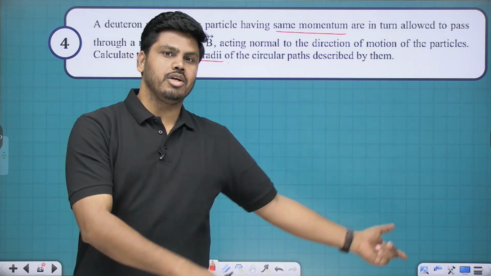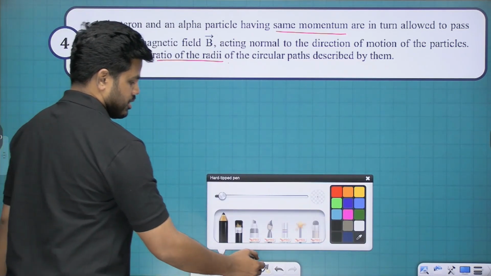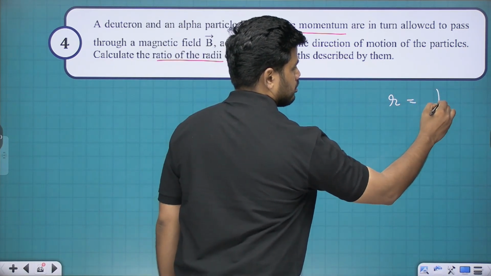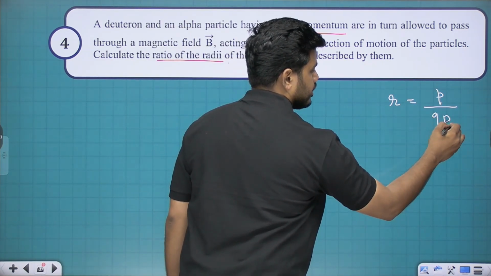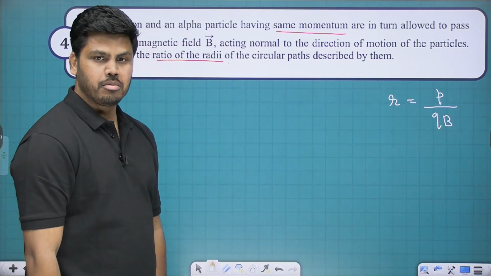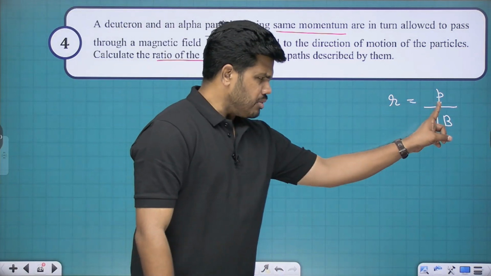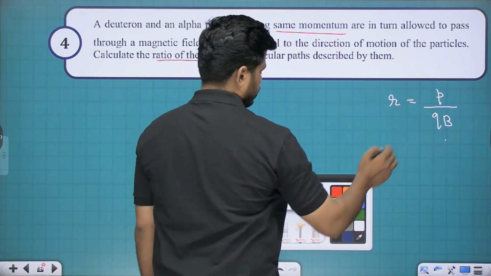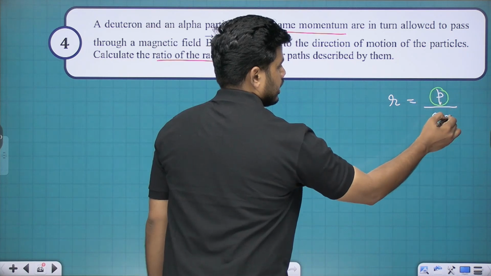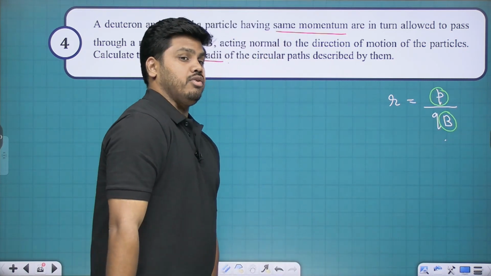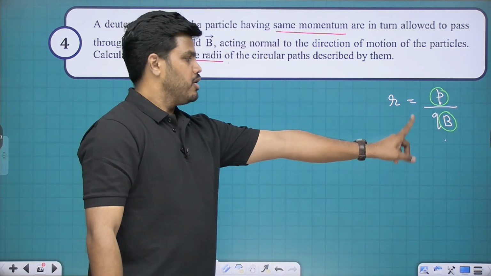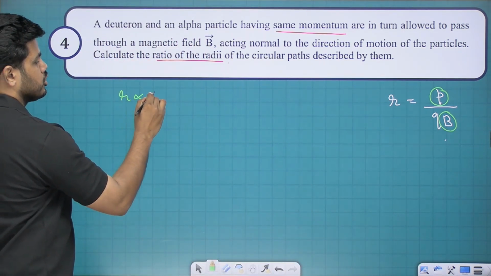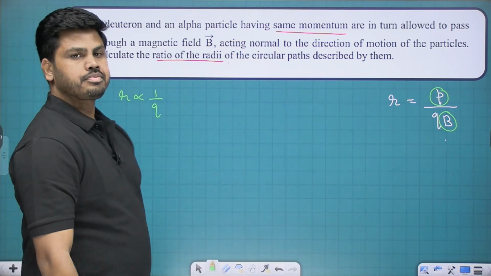I am taking you back to the equations. This time, since they are talking about momentum, we have to consider the equation for radius of the circular path. Momentum divided by QB, right? R is equal to P divided by QB. Now look at this. You are given the same momentum for both. So P and they enter the same magnetic field also. So B also remains the same for both the particles. So what about radius? Radius is directly proportional to reciprocal of Q.